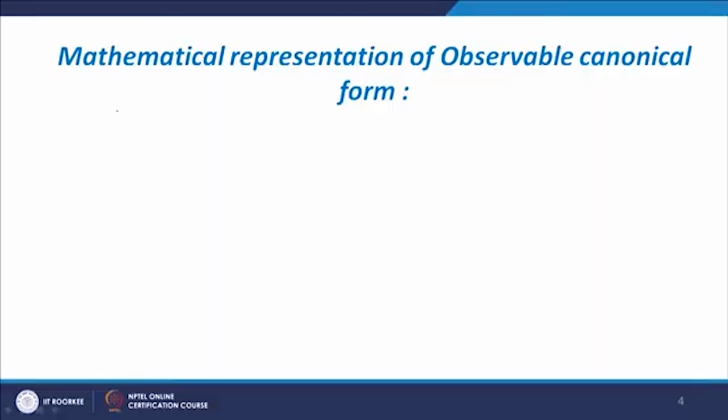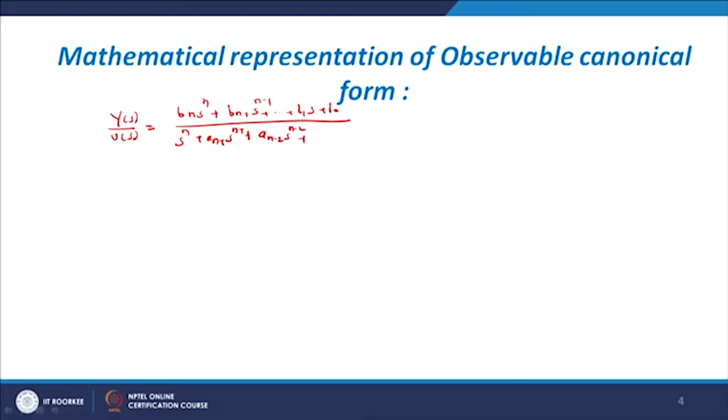So we start with its mathematical representation. We will take the same transfer function model which we took last time: Y(s)/U(s) equals b_n s^n plus b_(n-1) s^(n-1) plus ... plus b_1 s plus b_0, divided by s^n plus a_(n-1) s^(n-1) plus a_(n-2) s^(n-2) plus ... plus a_1 s plus a_0. This is the model.